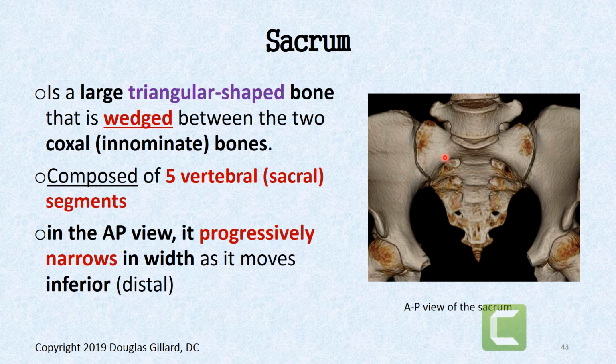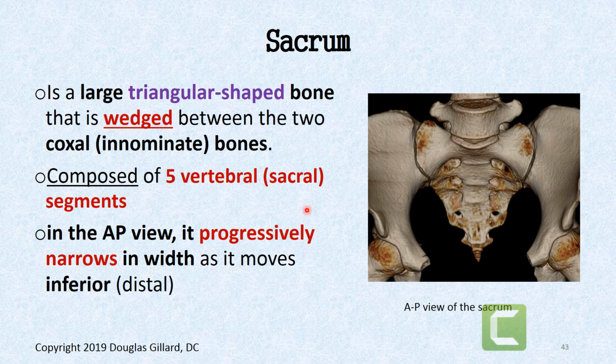So it's a triangular shaped bone, and it's jammed in between the two coxal bones, right? Lay people call those the hips. I mean, really, the hips are down here. But coxal bones, you can also call them the ossa coxae or innominate bones. I prefer coxal bones. But there it is.